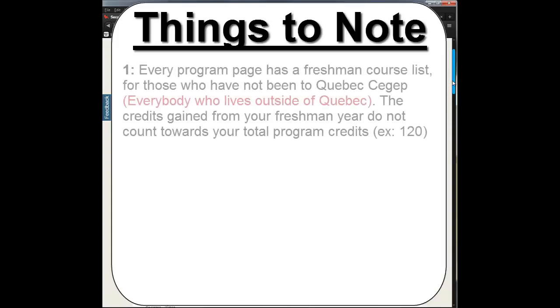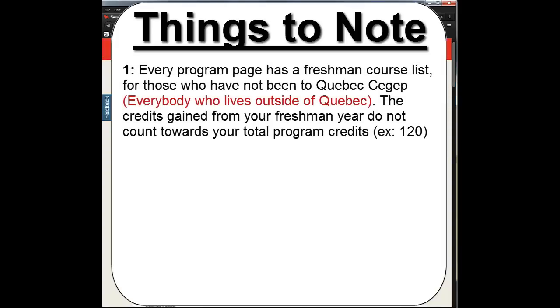The first important thing to note is that every program page has a freshman program. The freshman program is for people who are in year 0, which means that they have not completed Quebec Cégep. If you live outside of Quebec, either in Canada or in another country, you have to do the freshman program before you can get started on your required courses. The freshman program is pretty much independent from your program.